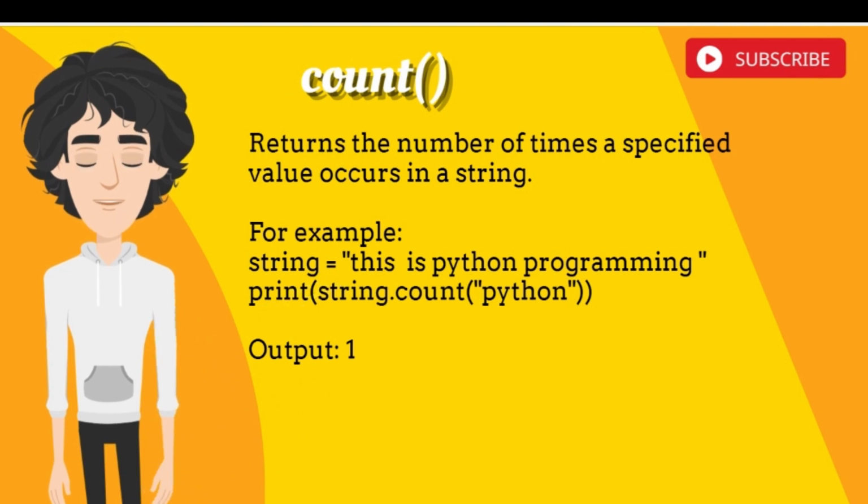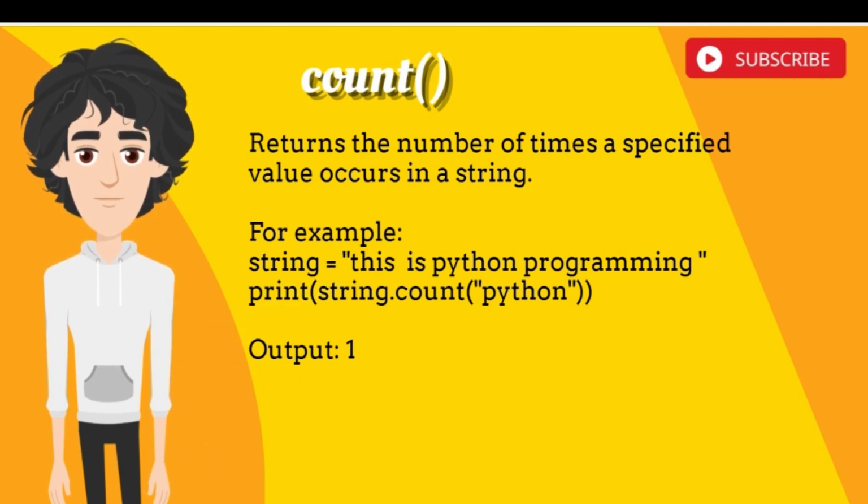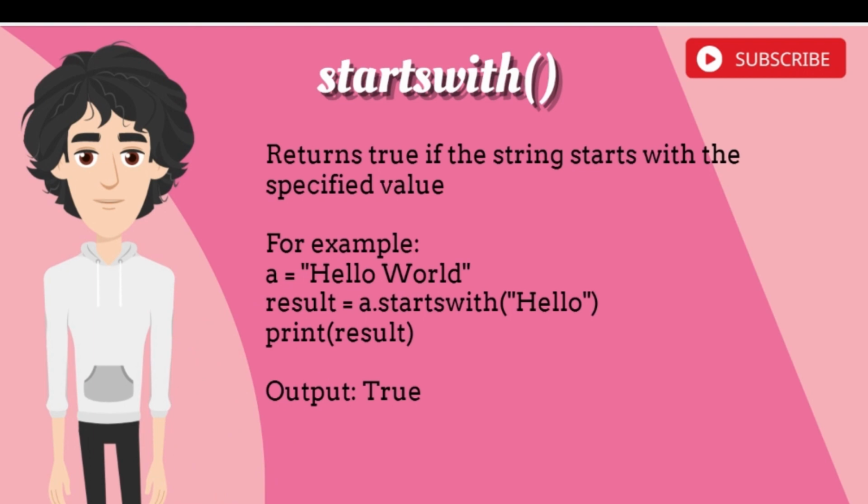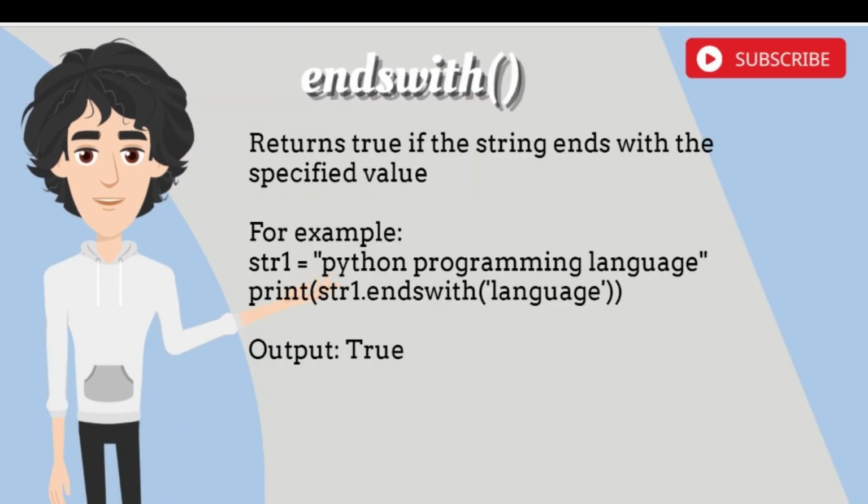Count. Returns the number of times a specified value occurs in a string. For example, string equals this is Python programming. Print string.count Python. Output, 1. Startswith. Returns true if the string starts with the specified value. For example, a equals hello world. result equals a.startswith hello. Print result. Output, true. Endswith. Returns true if the string ends with the specified value. For example, str1 equals Python programming language. Print str1.endswith language. Output, true.